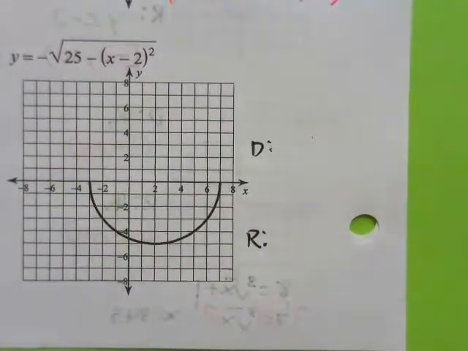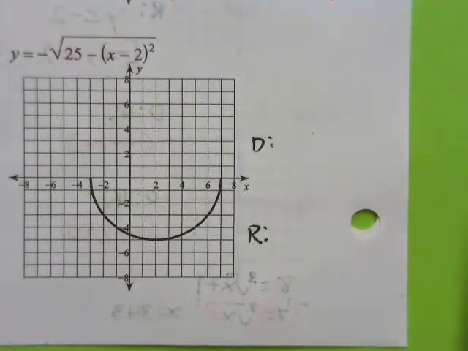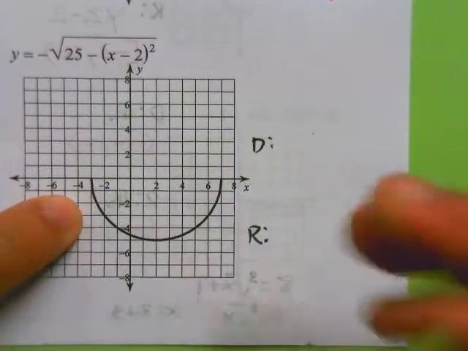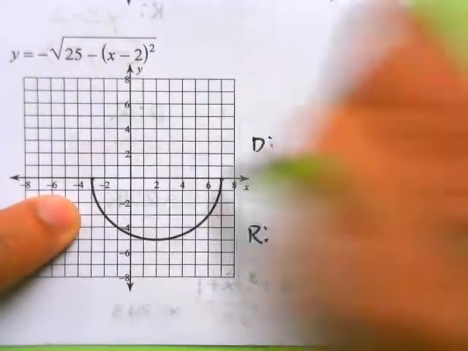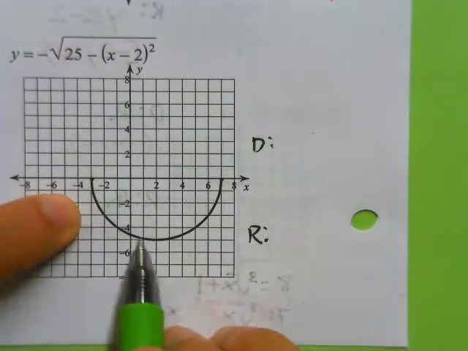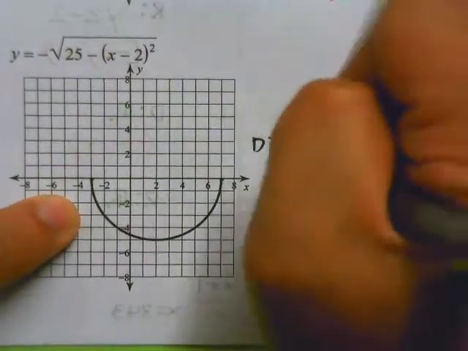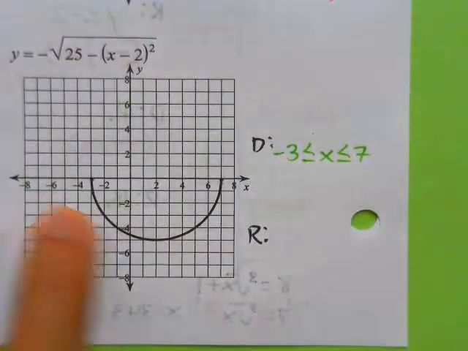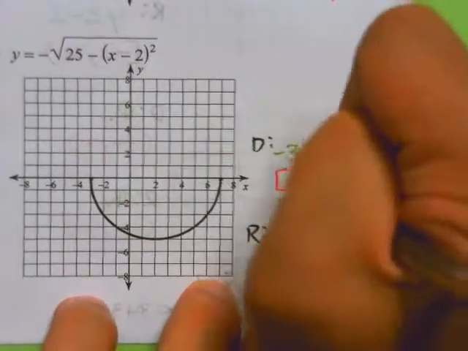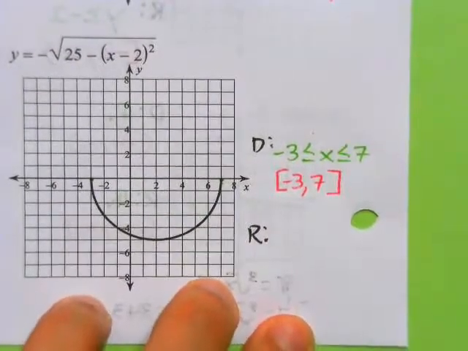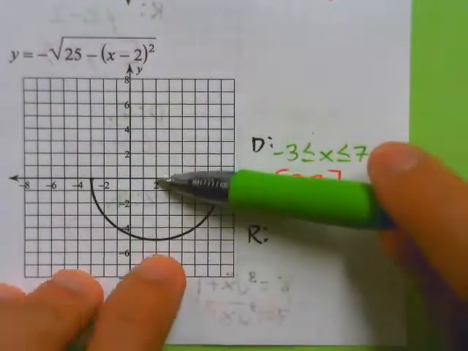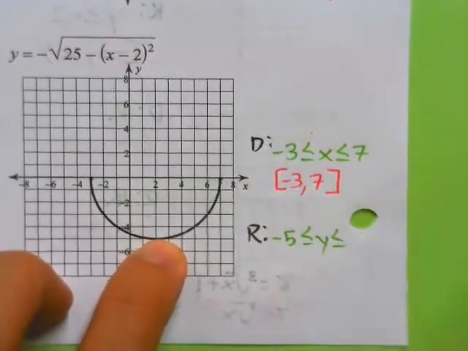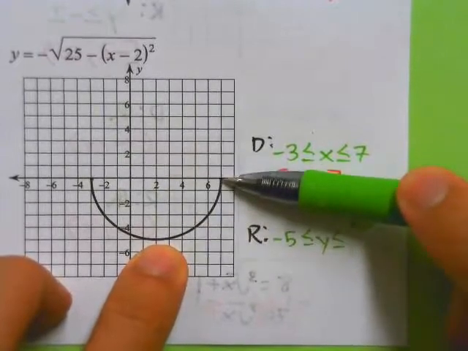It's super similar. I mean, yes, we got that half circle, but your domain is between, and it's going to be included. Okay, these are closed dots over here. So from -3 to 7, I believe. So -3 less than x less than or equal to 7. Okay. And then we're going to just do that with the brackets. Range, be careful. Your lowest y value is -5. And then your highest y value is 0.